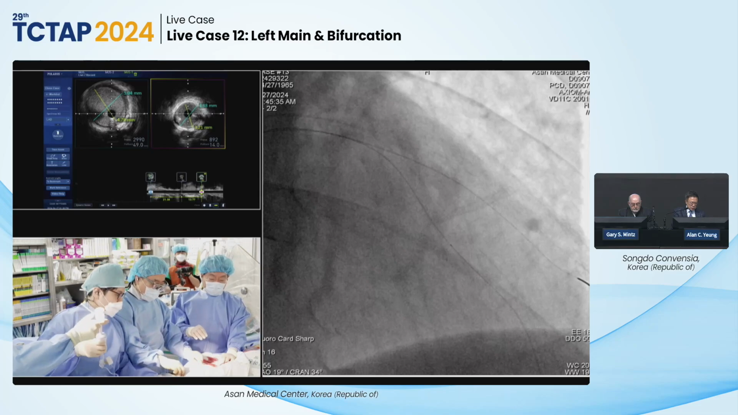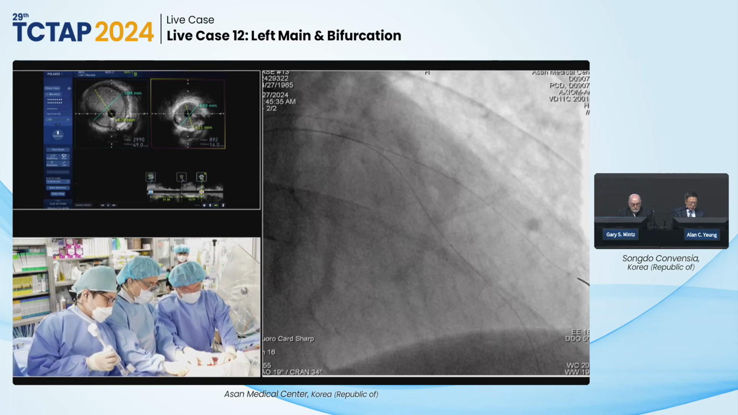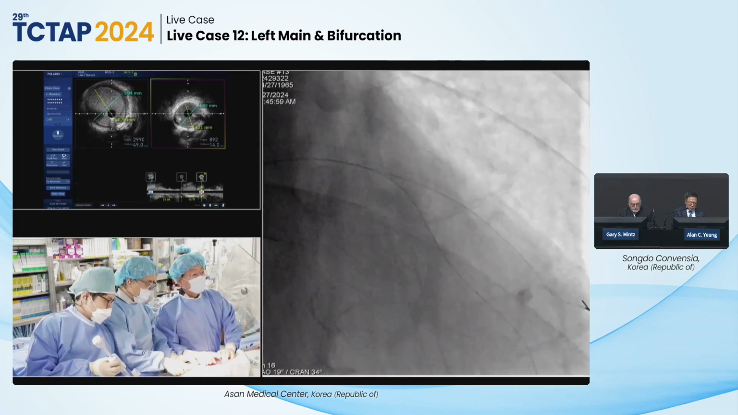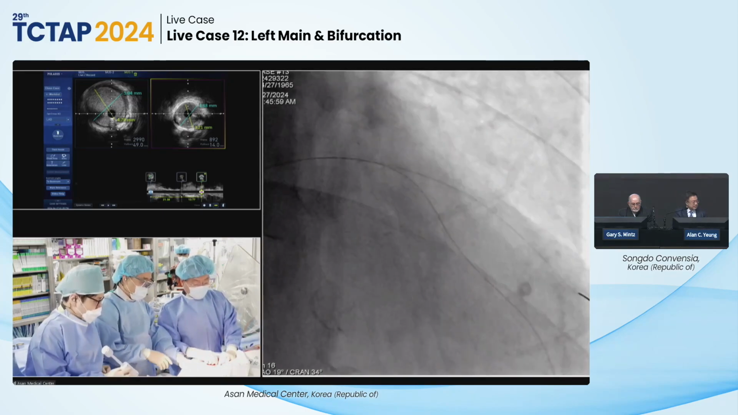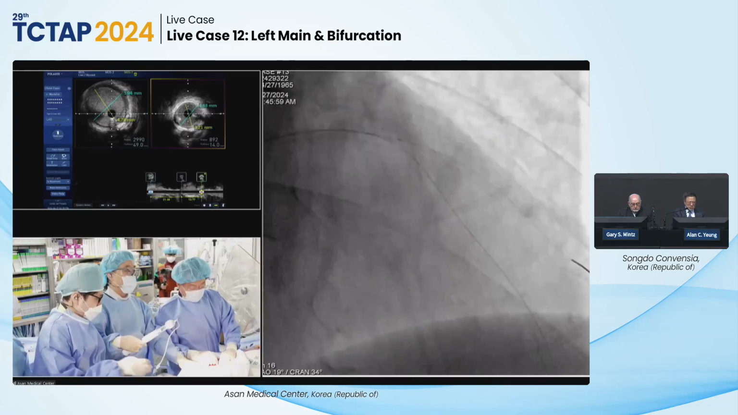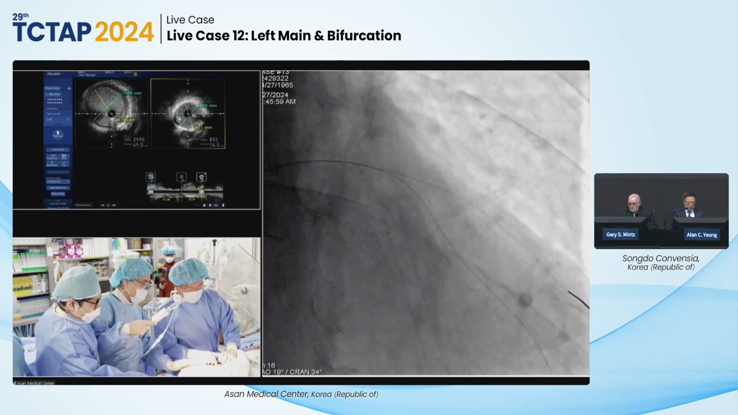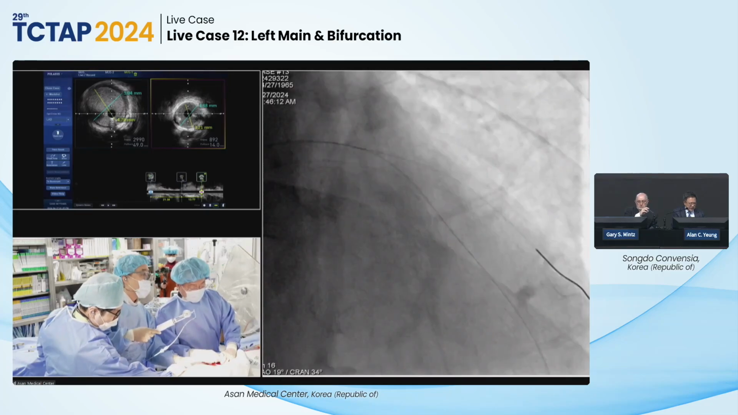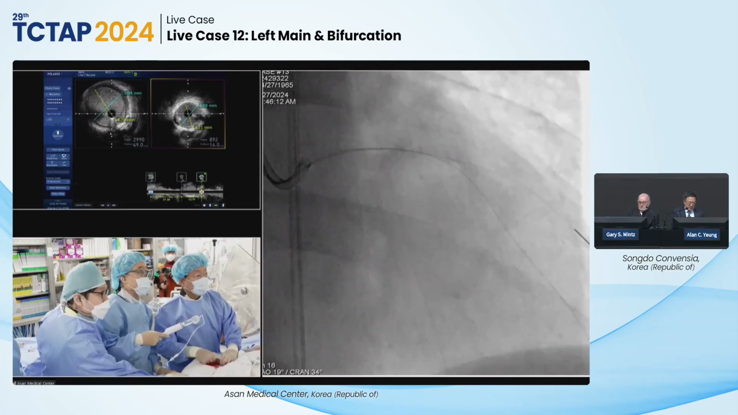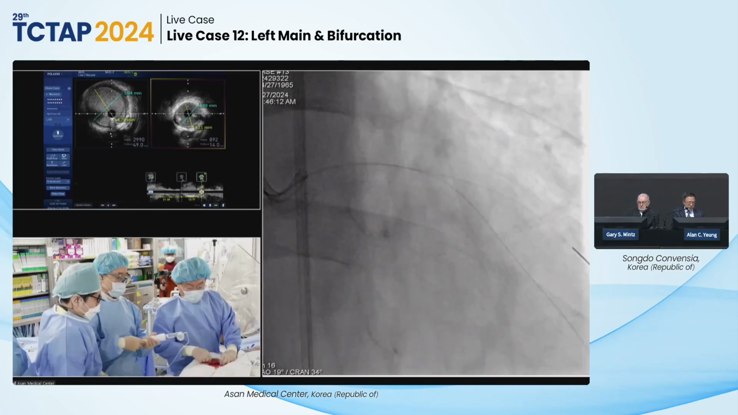Is there any opinion about how to treat the diagonal branch, any different opinion from the panel? Do you want to treat it or just leave it alone? One quick thing first, you did not IVUS the circumflex, right? Because you're comfortable that it's wide enough that you don't need to look at it. The circumflex origin, okay.